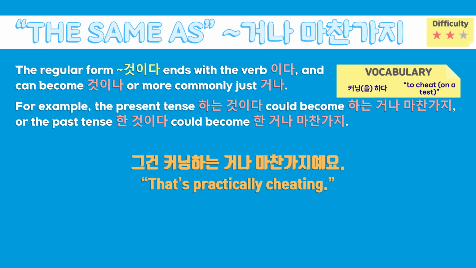The regular form 것이다 ends with the verb 이다 and can become 것이나, or more commonly just 거나. For example, the present tense 하는 것이다 could become 하는 거나 마찬가지, or the past tense 한 것이다 could become 한 거나 마찬가지. 그건 컨닝하는 거나 마찬가지예요. That's practically cheating.